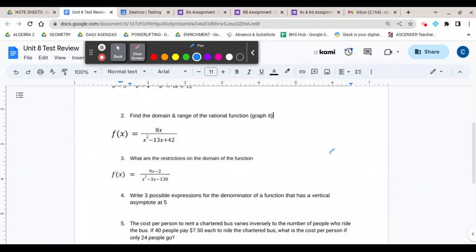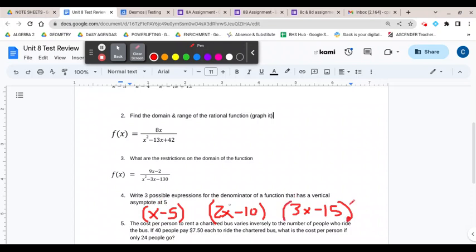All right, number 4. Write 3 possible expressions for the denominator of a function that has a vertical asymptote at 5. If we have a vertical asymptote at 5, the denominator needs to be equal to 0, so we could do x minus 5, or 2x minus 10, or 3x minus 15, any expression where if we plug 5 in for the x value, it equals 0. So you can kind of go nuts with that if you want to.